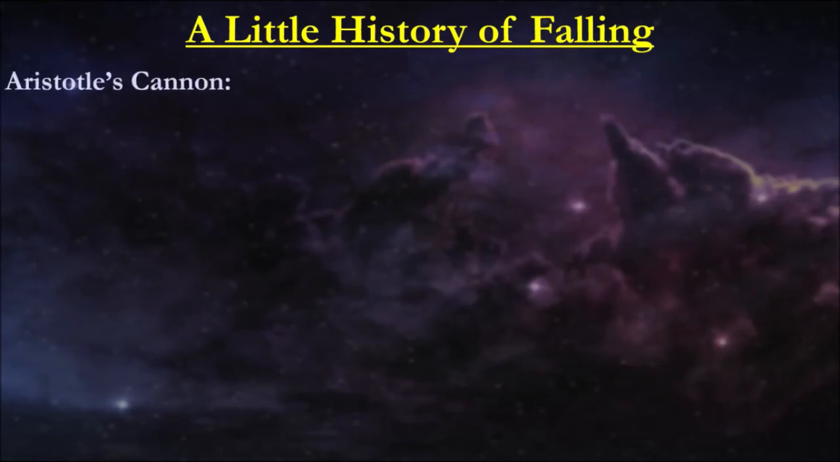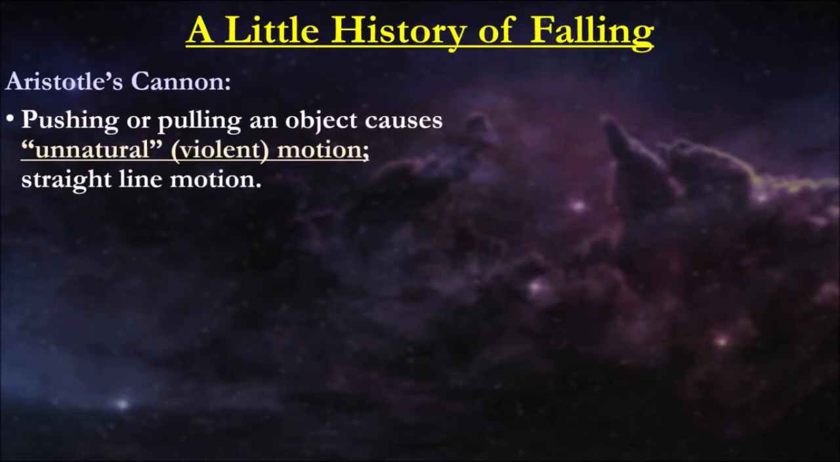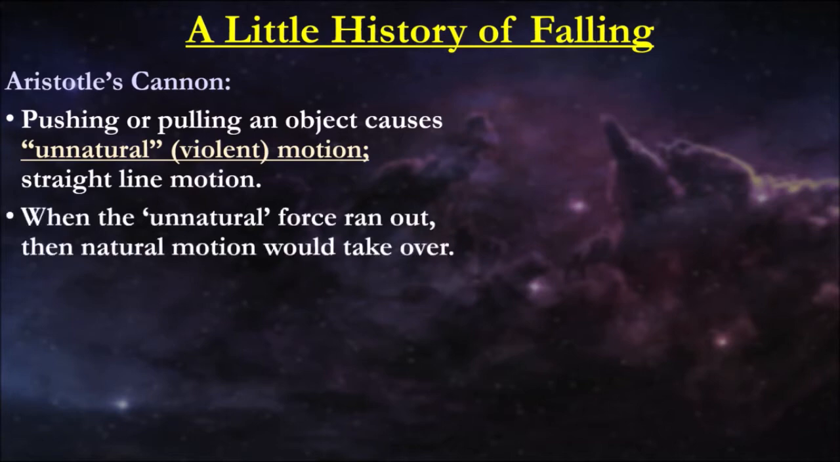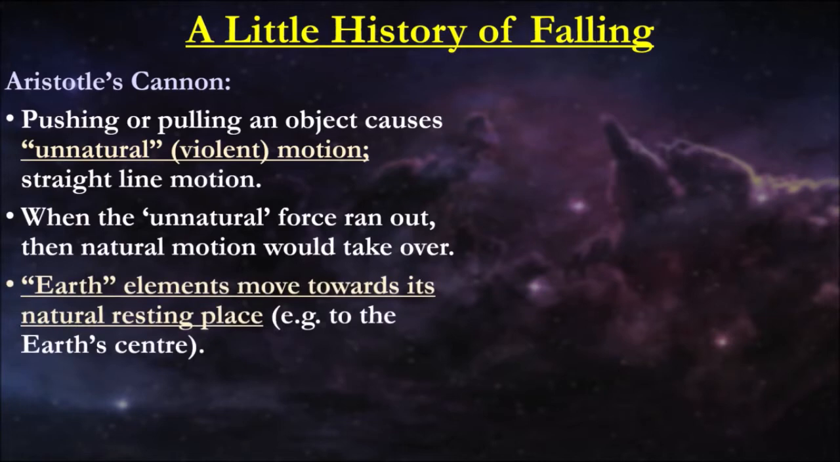With Aristotle's canon, just to give you a bit more context, it starts with the concept where you push an object, causing it to have some unnatural violent motion. This motion is in a straight line. When the unnatural motion is exhausted, the natural motion will take over. What we mean by natural motion is where the object originally belonged. We call it an earth-like element because, if you recall, Aristotle had 4 elements: fire, earth, wind, and air.